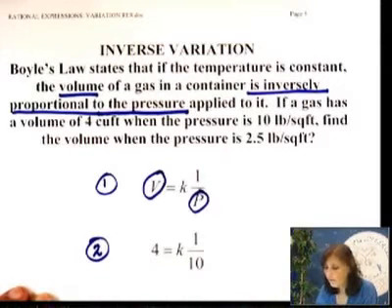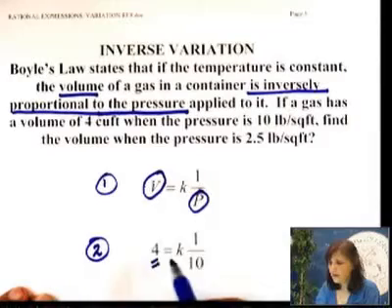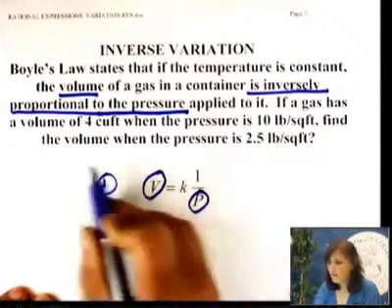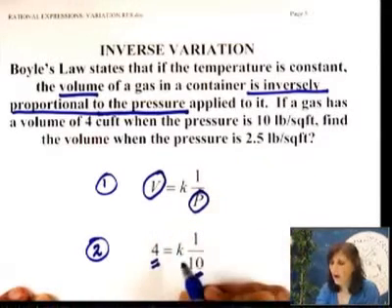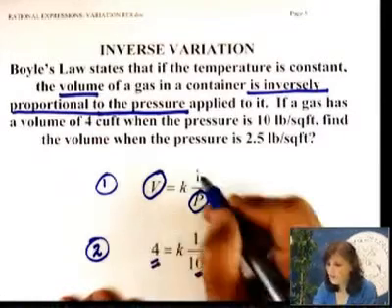And how are we going to find K? We are going to put in the numbers that we know. If a gas has a volume of 4 cubic feet, when the pressure is 10 pounds per square foot, find the volume when the pressure is 2.5 pounds per square foot. Now, I'm supposed to find the K from here. I write down the numbers. So what are the units?